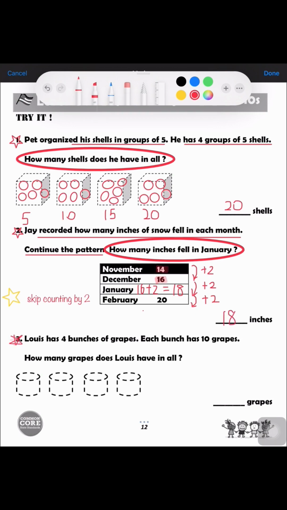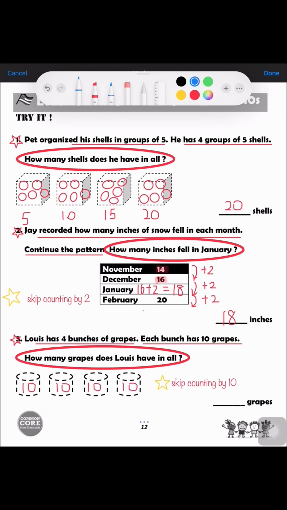Next question. Louis has 4 bunches of grapes, and each bunch has 10 grapes. So how many grapes does Louis have in all? So he has 4 bunches of grapes and each one has 10 grapes. We can use skip counting by 10 to find the answer. 10, 20, and then 30, and next is 40. So he has 40 grapes in all.